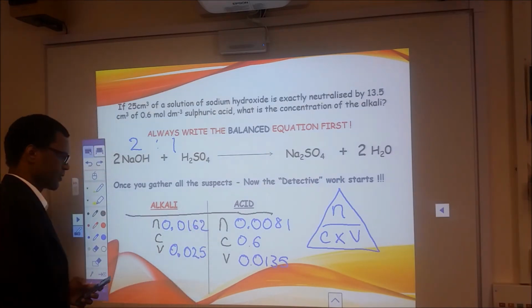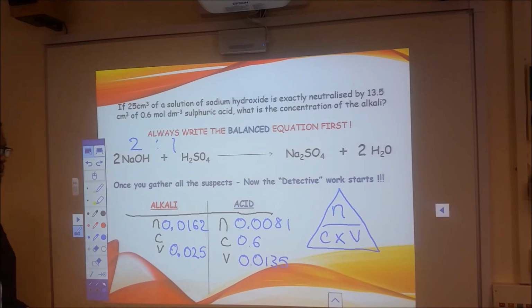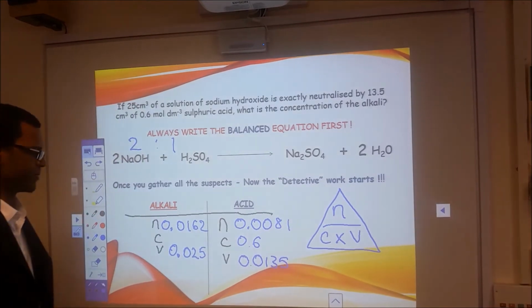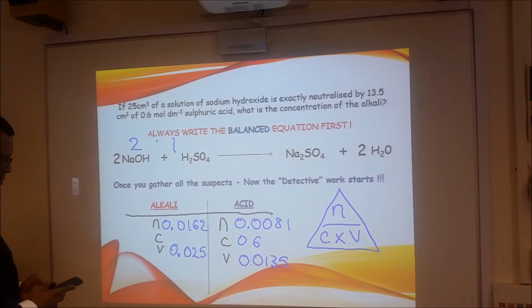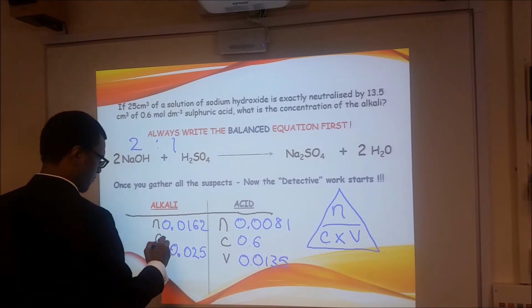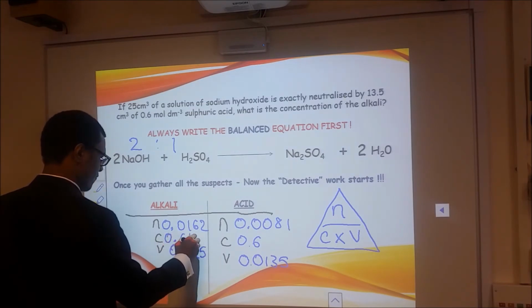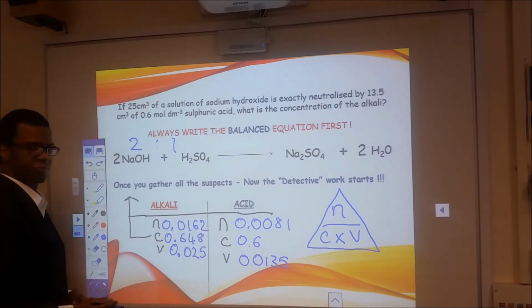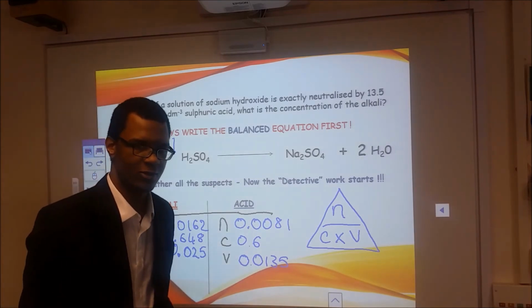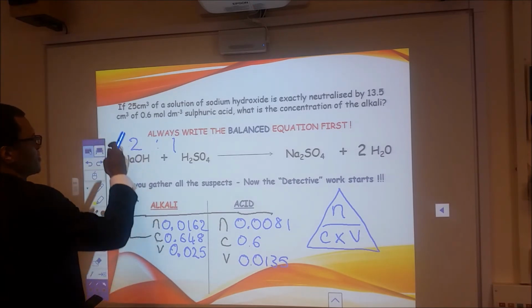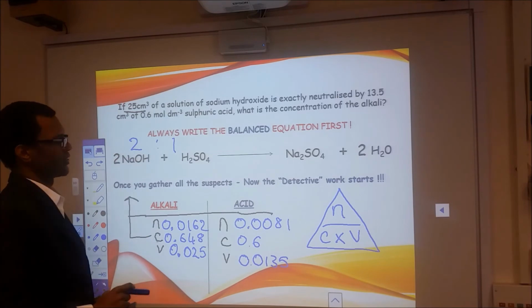0.0162. From this, we can now calculate the concentration using this very same triangle, cover up concentration, and it's number of moles divided by volume. So we take 0.0162 divided by 0.025, and we come out with a concentration of 0.648.